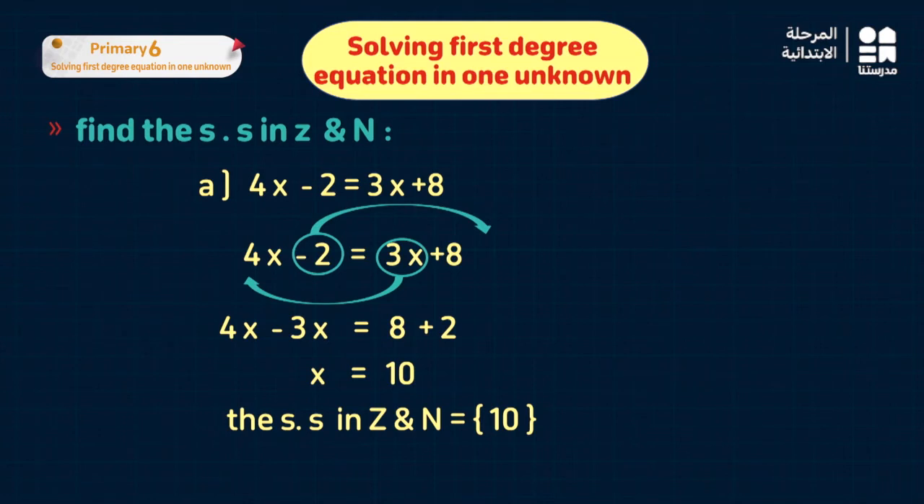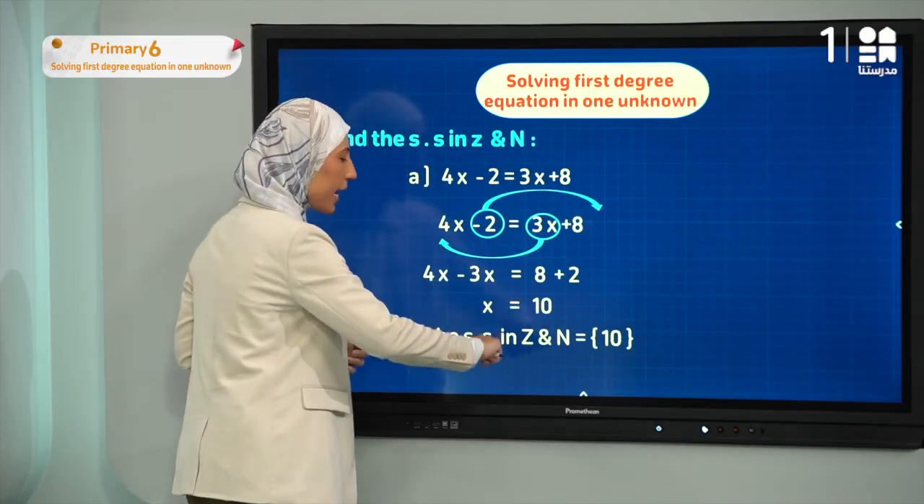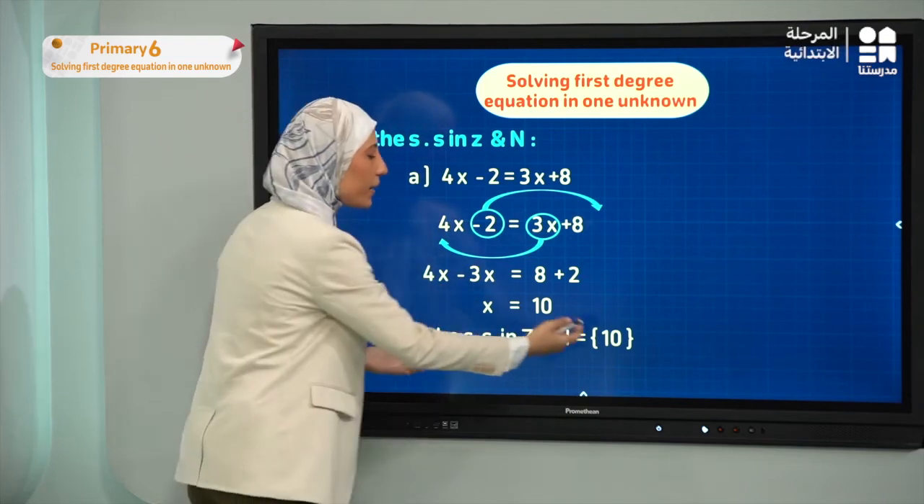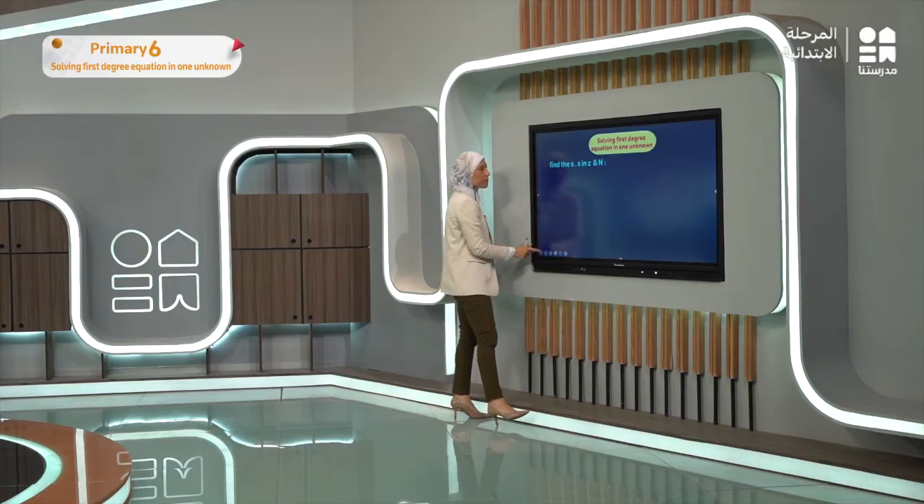Okay. The equation always has only one answer. So the x in my solution set in Z and N will be 10. Both of them will be 10. Let's have the second exercise.